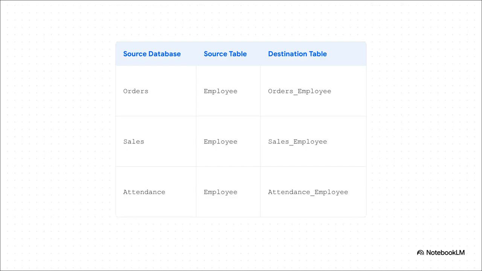Thankfully, the solution is beautifully simple, but it is so important. Inside the replication setup, you can actually rename the destination tables. A really common and smart way to do this is to just prefix the table name with its original database. So the employee table from orders becomes orders_employee. The one from sales becomes sales_employee. Boom, problem solved. Every table is now unique.